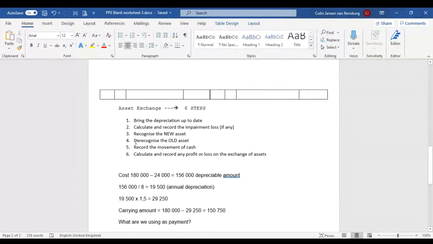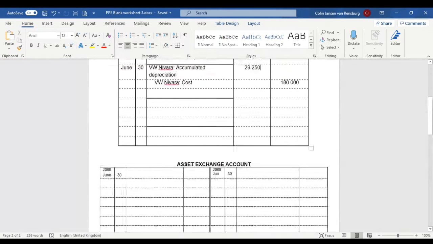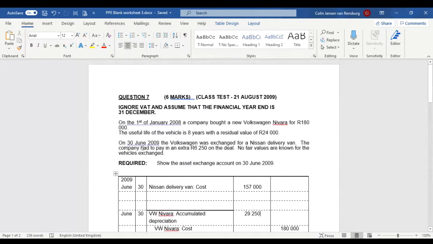We've recognized the new asset. We've de-recognized the old asset. What must we now go and do? Number 5 there, we must now go and record the movement of cash. So if you look at that sentence there, who paid in? Did we pay in or did we get out? Just type for me, we paid in or we got out? Did we pay money in or did we get money out?